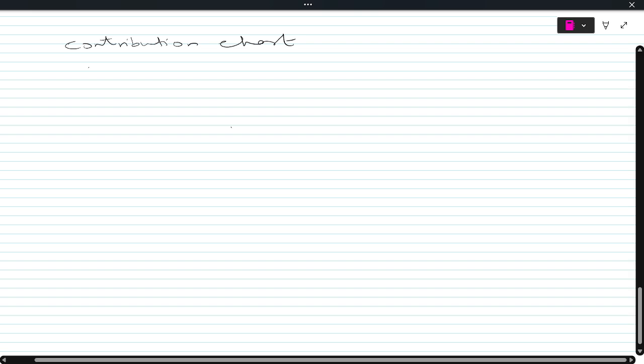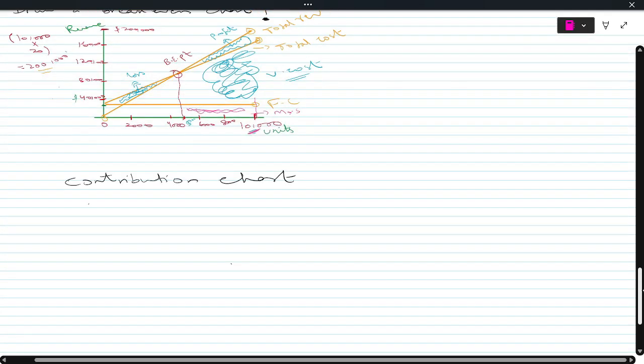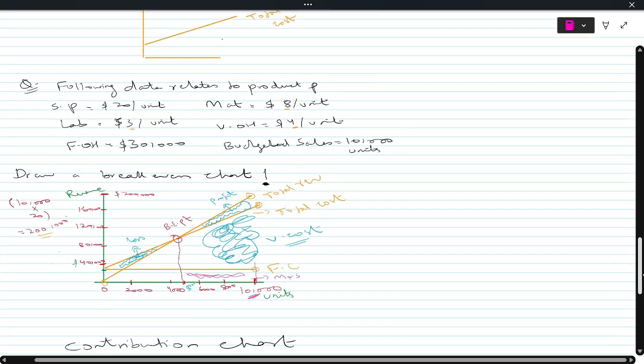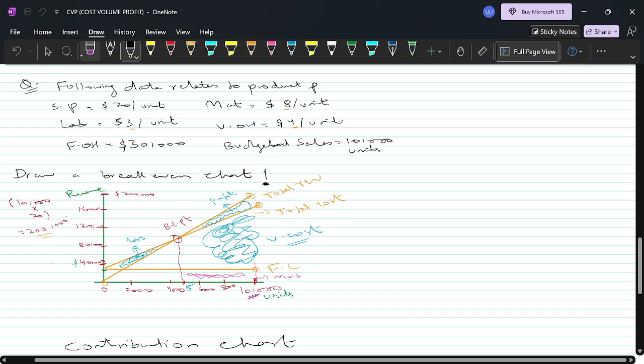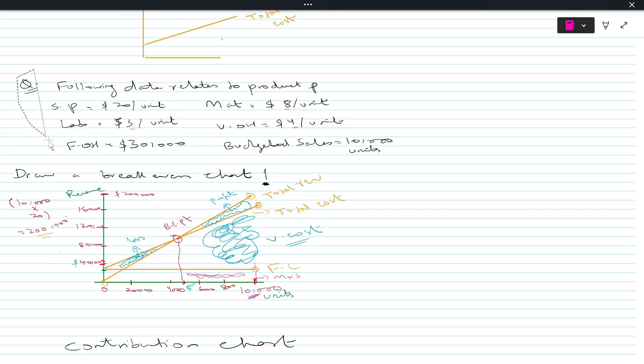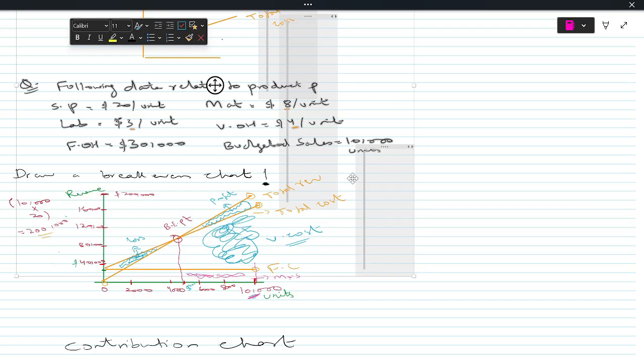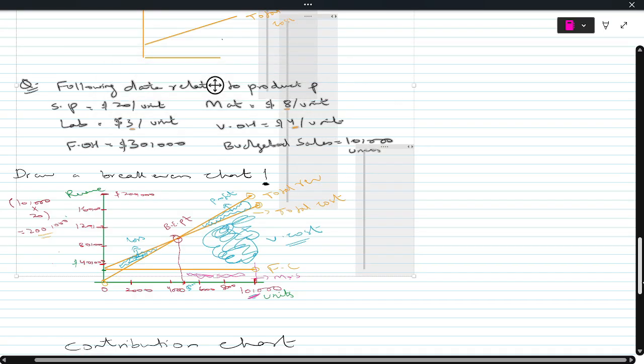So in this video we'll be starting with the contribution chart, and like I said in my previous video where I was explaining the break-even chart, that contribution chart is almost the same, right? And we'll be using the same data that we have used in the previous question, I mean the previous area of break-even chart. I'm going to use the same question and I'm going to teach you how to draw the contribution chart.